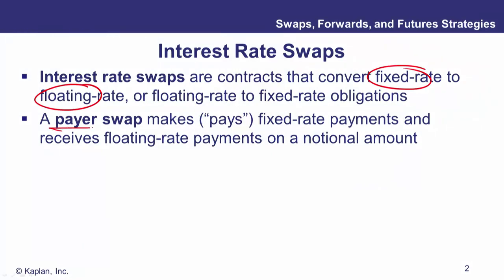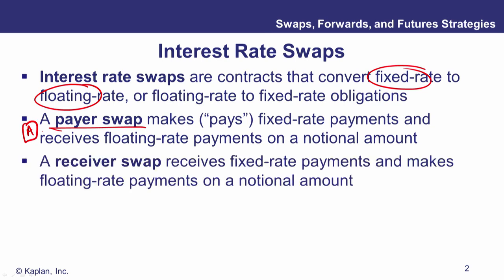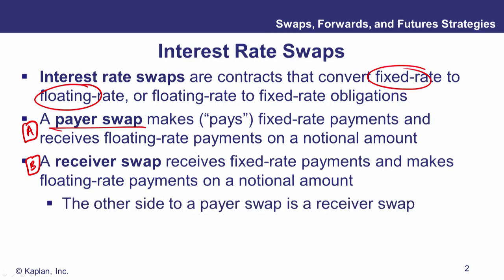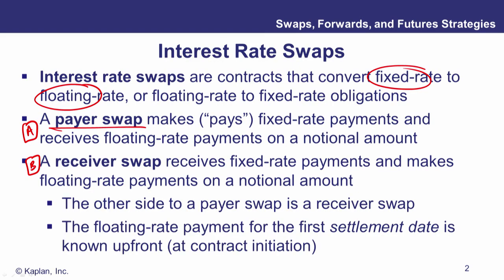The slide will be catching up with us here with regards to this basic definition. Payer paying fixed rate payments, that was party A in my swap. The other side is referred to as a receiver, that was party B in my diagram, okay? And yes, obviously they are the flip side to each other. The other side to a payer is a receiver.